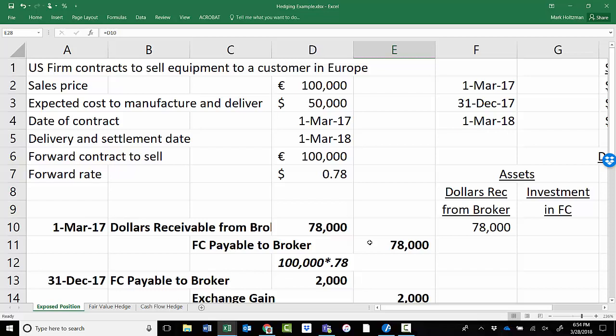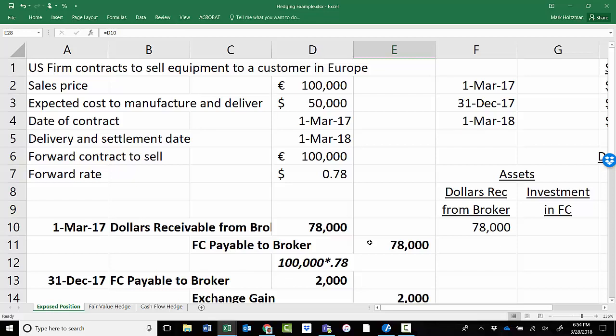So the U.S. firm contracts to sell equipment to a customer in Europe, and they're a manufacturer. The sales price is denominated in euros. That's very important. It's 100,000 euros. The expected cost to manufacture and deliver is $50,000. The date that they enter into this contract to sell is March 1st, 2017, and they're supposed to deliver the goods and get paid 100,000 euros on March 1st, 2018.